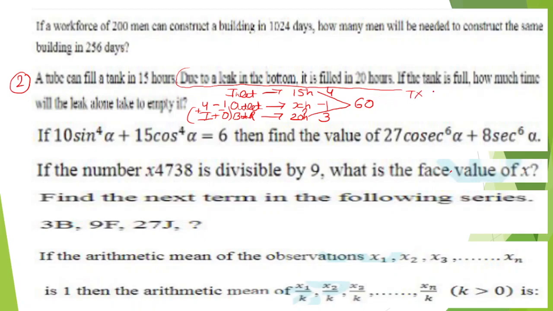So we use this formula. Total work is 60. This is total work, and the efficiency of outlet pipe is 1. Time we have to calculate, it will be 60 hours. So the outlet pipe, or we can say the leak pipe, alone takes 60 hours to empty it. So this is the question that we did with you.